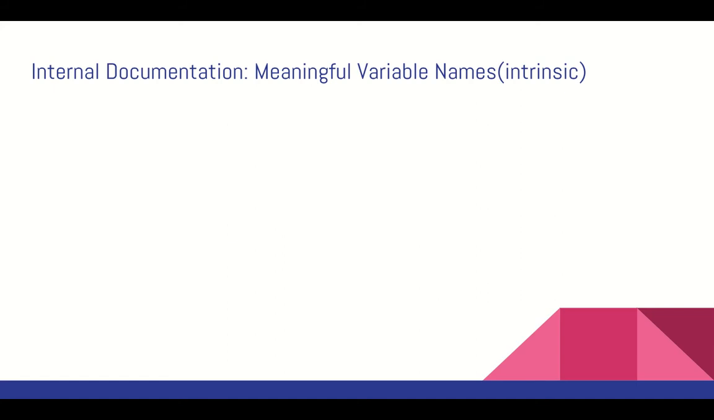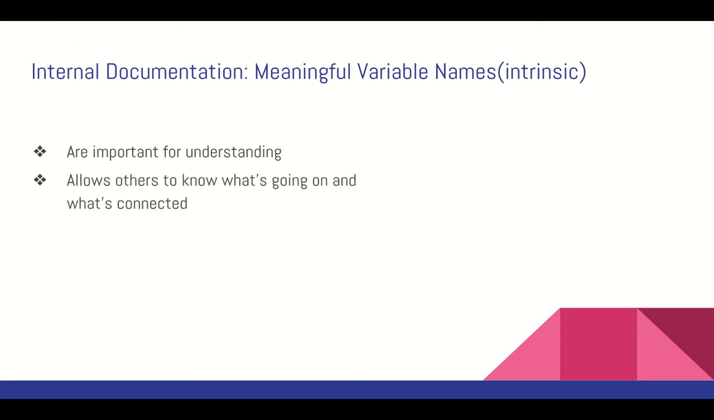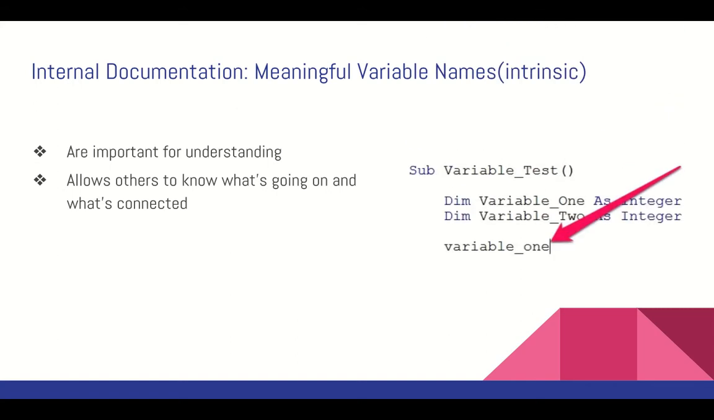Internal documentation. Meaningful variable names are important in your code as it allows for you as the programmer to understand what you're doing connects to for your output. By making your variables have a name that means something to what you're coding, it allows for you to know which variable controls what and exactly what to do with it.